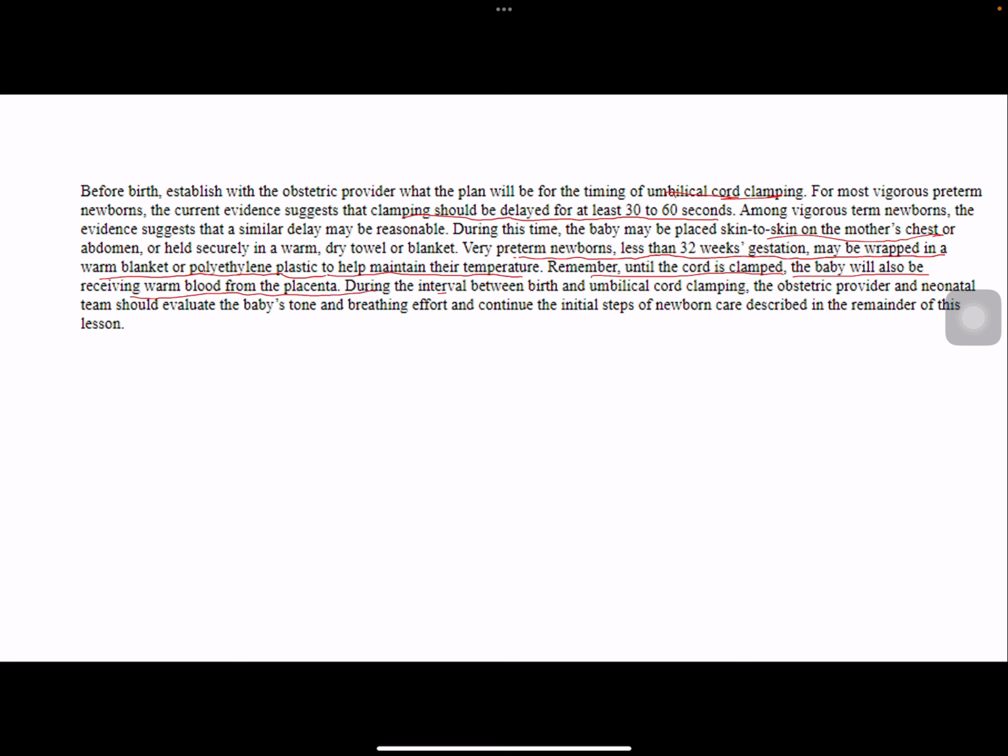During the interval between birth and umbilical cord clamping, the obstetric provider and neonatal team should evaluate the baby's tone and breathing efforts, and continue the initial steps of newborn care described in the remainder of this lesson.